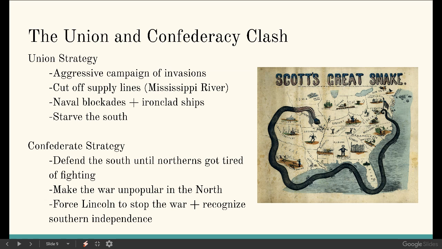Now, the Confederate strategy is defensive. They feel they can defend the South until the Northerners get tired of fighting. And their goal is to make the war unpopular in the North so that Lincoln is eventually forced to just stop the war and recognize Southern independence. So it's really a battle of wills, who can last the longest. And unfortunately, for the South, they don't have the resources to hold out for very long.